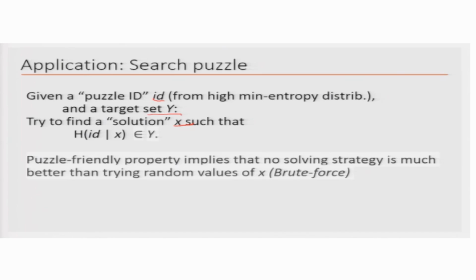The idea is that if the hash function is puzzle friendly, that means there is no shortcut to find this x except brute forcing, except trying all possible x's. I know the ID, I know the y, and then I try 0 0 0 0 0 0 1 and all that stuff, and at some point hit a number as hash which will belong to y, but it will take you a very long time to find out because you are going to do brute force.